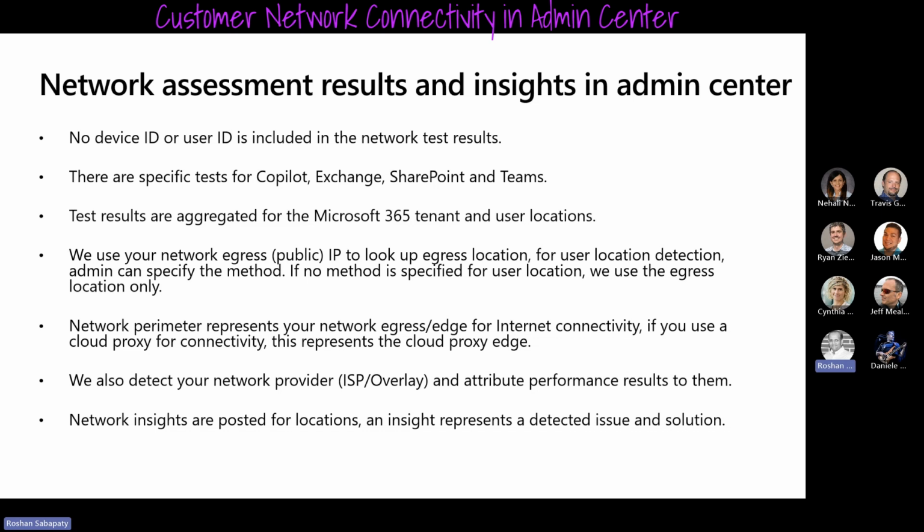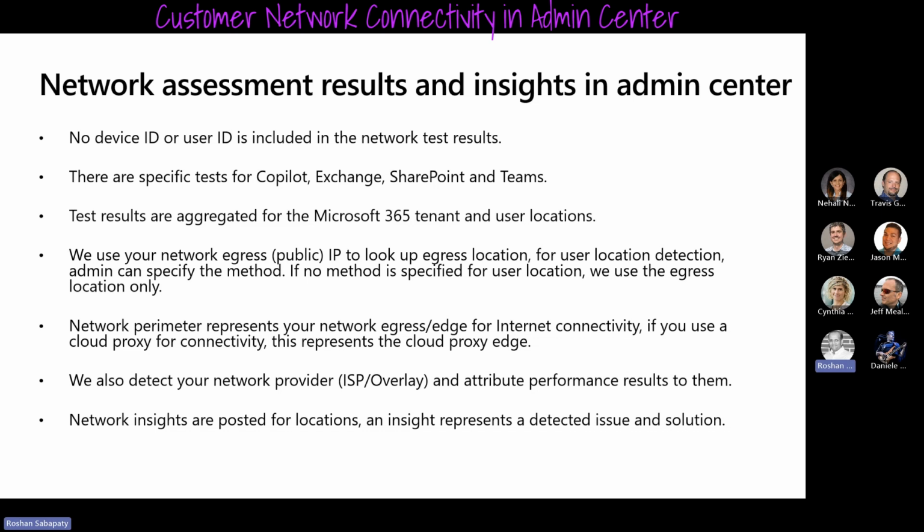We do different kinds of tests, including tests for things like Enterprise Copilot, where we can check if the underlying network can support WebSocket. We can do latency test or download speed test for SharePoint, and jitter and packet loss type of test for Teams. We aggregate the test results for your tenant, and we aggregate them for your user locations. If we cannot identify your user locations, then we aggregate them to your network perimeter locations.